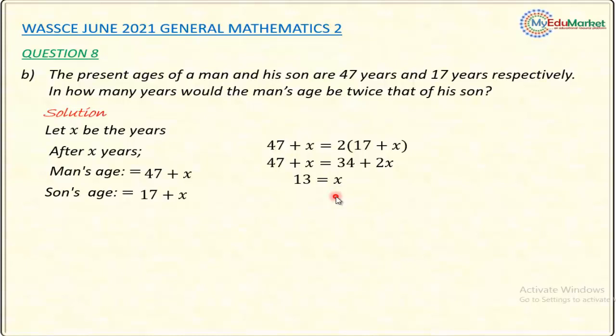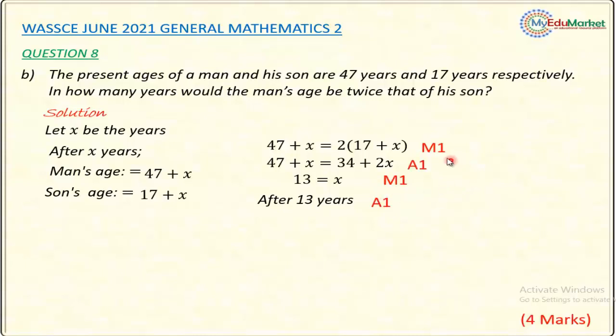So it is after 13 years, because we let x be those years to come. With this I have answered this question, because the question says in how many years, meaning years to come, this thing happens. So let us see the mark distribution of this question according to the marking scheme.